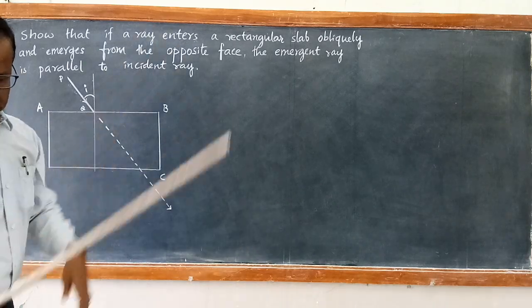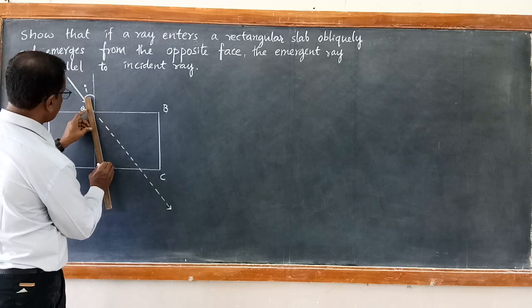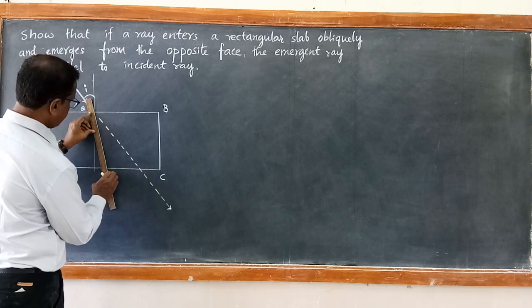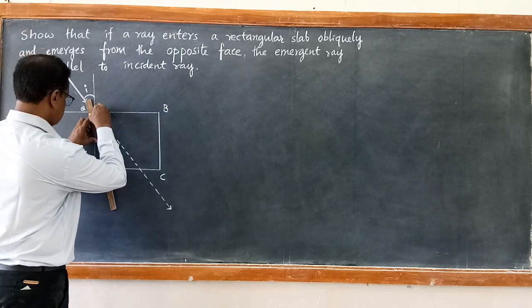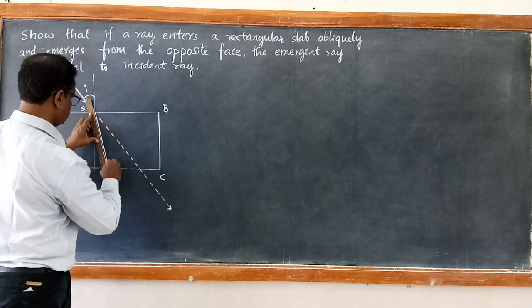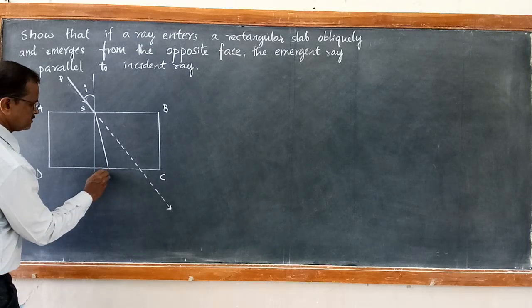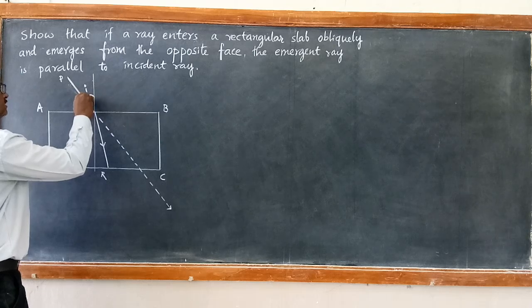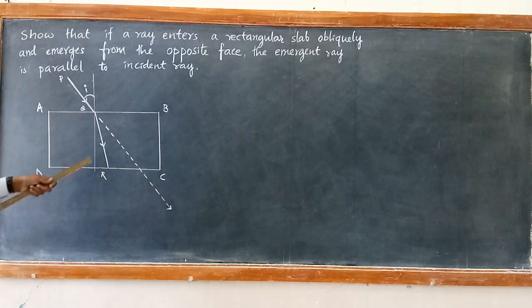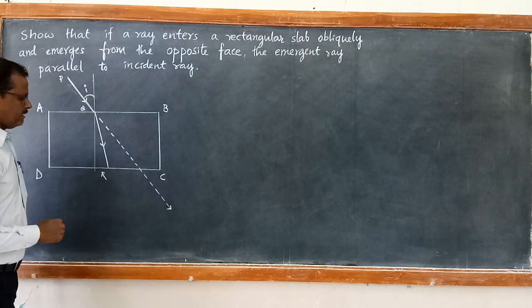But since there is a glass slab, the ray will undergo bending. That bending is called refraction. Suppose this is the refracted ray. I call this refracted ray QR. QR is the refracted ray. This is the incident ray. Always show it with an arrow, then only it will show the direction. PQ is the incident ray, QR is the refracted ray.